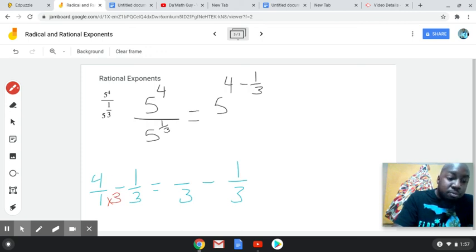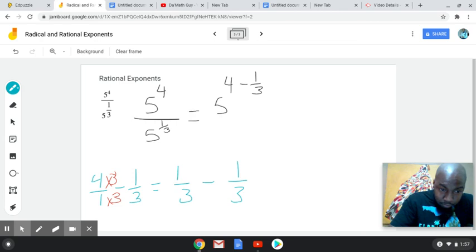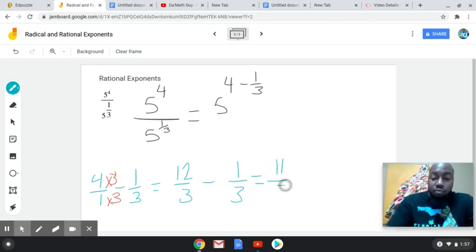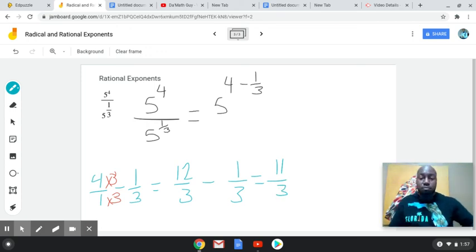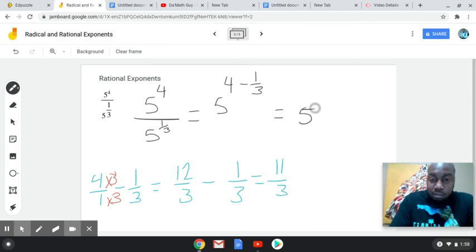And what you do to the bottom, you do to the top as well. So 4 times 3 is 12, right? So now 12 over 3 minus 1 over 3 is going to be 11 over 3. Okay. So the answer to 5 to the fourth divided by 5 to the 1/3 is going to be 5 to the 11 over 3.